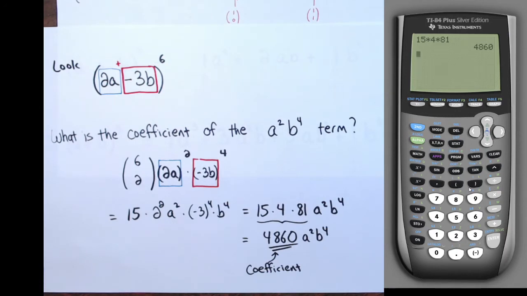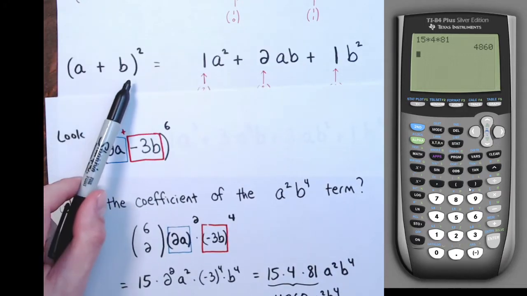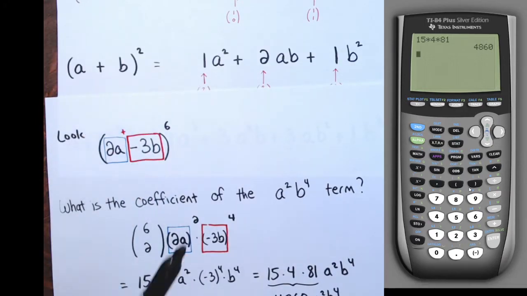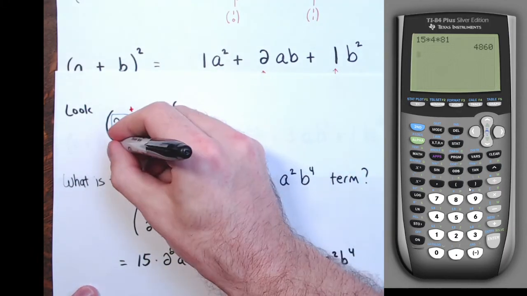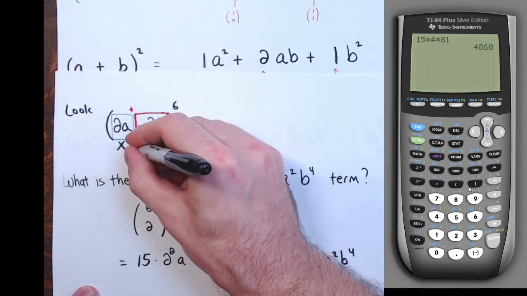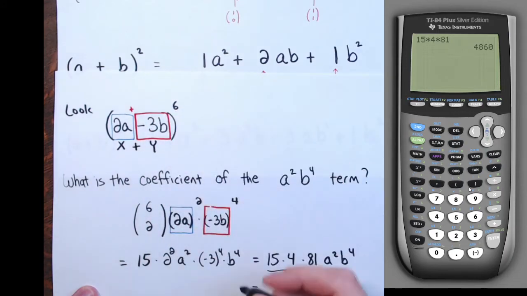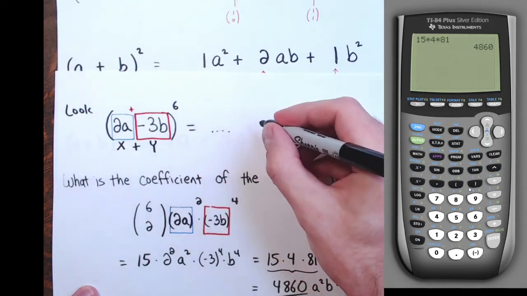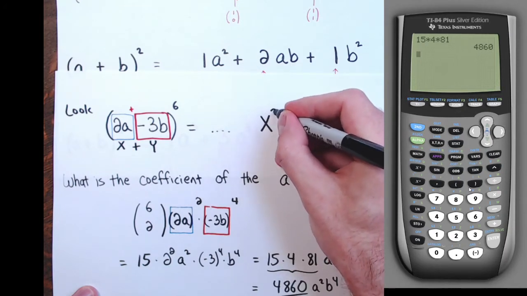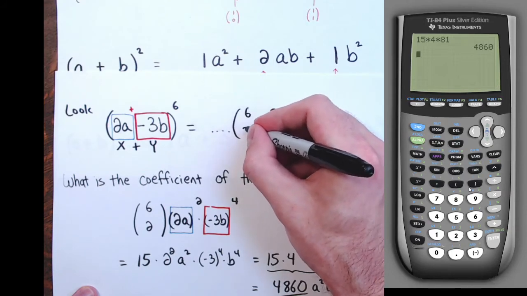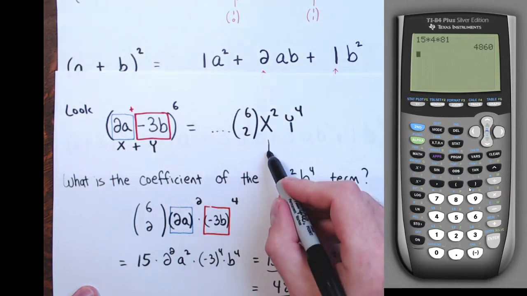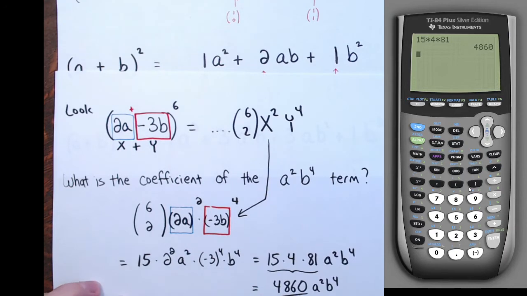All right. But to see what happened, though, again, instead of just a and b, they were replaced. And if you want, you could replace them. I could say, let's call the 2a capital X and the negative 3b capital Y, and then I'd have a bunch of terms, and then get down to where I have x squared y to the 4th, and then the coefficient on that would be 6 choose 2 or 6 choose 4. Then I have exactly what I had here when I did the blue box, red box stuff.